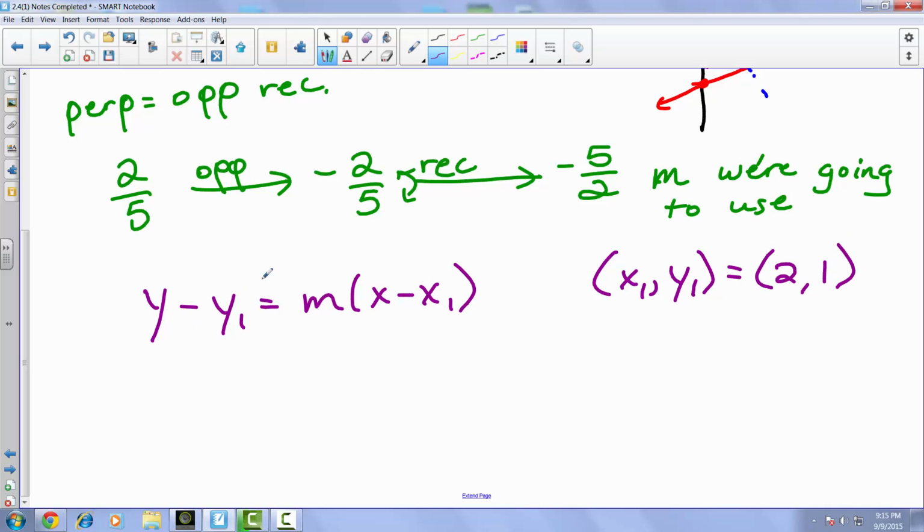So pretty much just going ahead and substituting in what we know. We have this arbitrary y first, minus our y1. Here is our y1, 1. Equals our m, here is our m, -5/2, times x, again this arbitrary x, minus our x1, here again is our x1, 2.